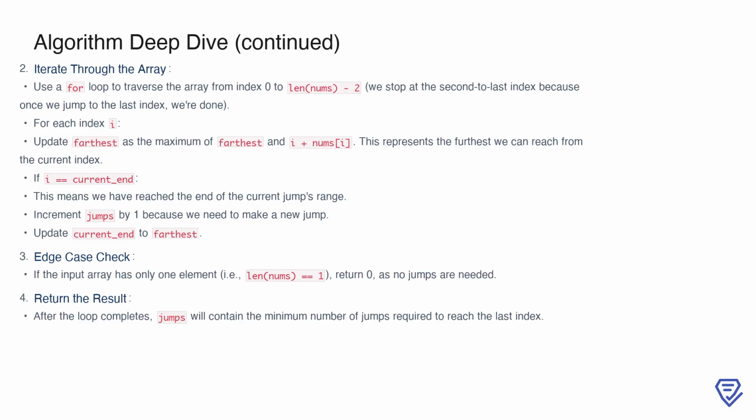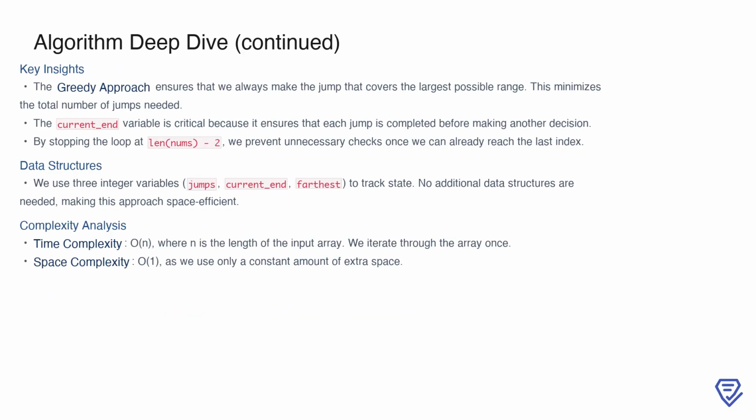Additionally, we handle the edge case where the input array has only one element. In that case, no jumps are needed, so we return 0. Finally, after the loop finishes, the value of jumps will represent the minimum number of jumps required to reach the last index. The greedy approach is effective because it ensures that each jump covers the largest possible distance, minimizing the total number of jumps. The current_end variable plays a critical role here, as it guarantees that decisions about making the next jump are only taken at the right points.